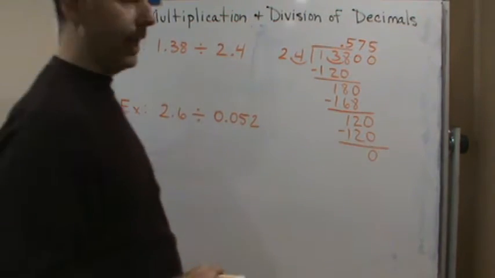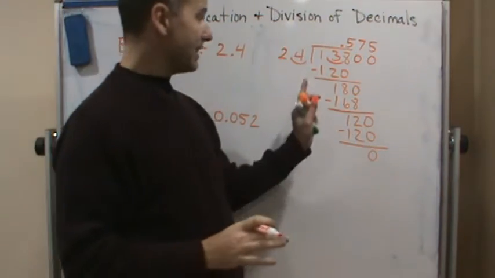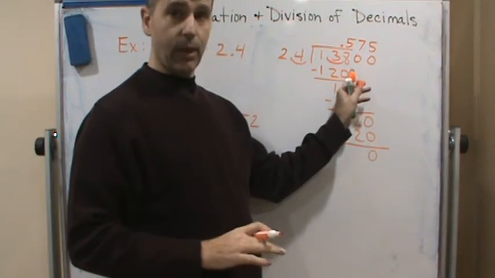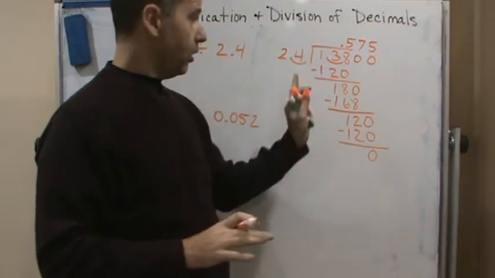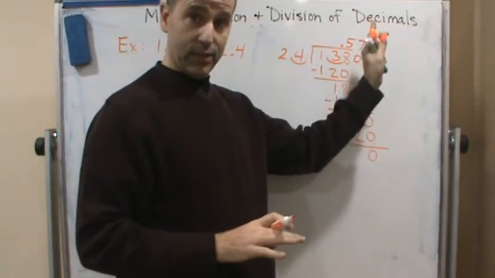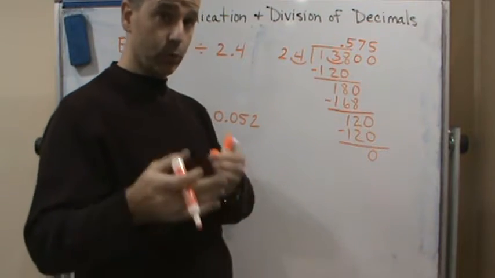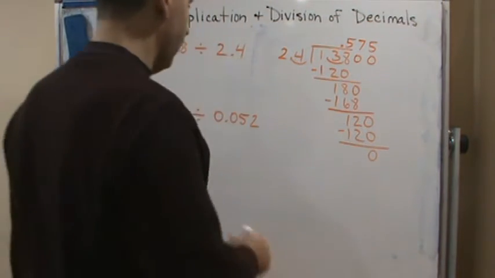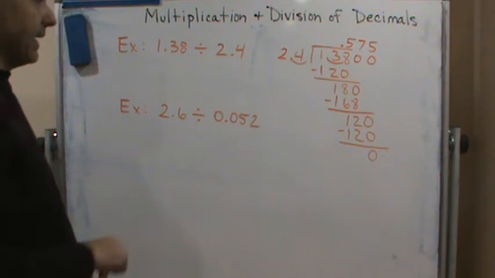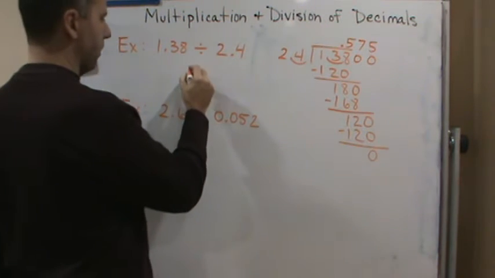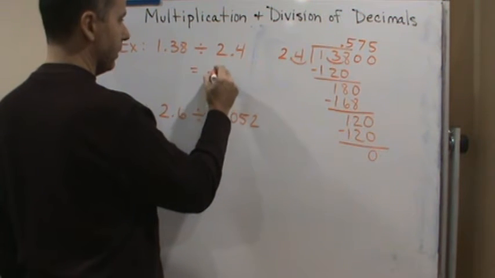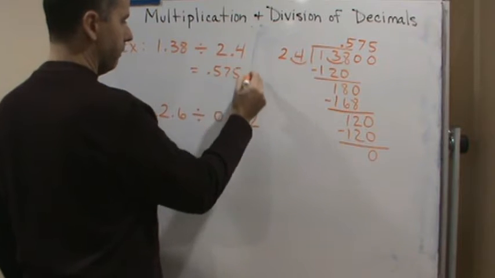Okay? Now, unlike with whole numbers, where we stopped when we got to the end, now that we're dealing with decimal numbers, we just keep going until it terminates or until it starts to repeat a pattern, okay, which we'll talk about later. Okay, so now, that's the answer. So the answer is 0.575.